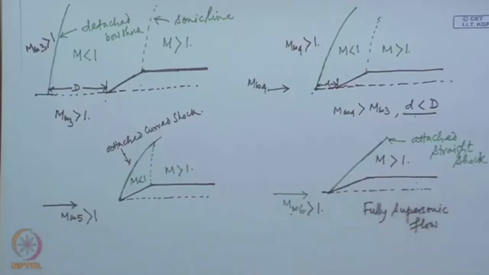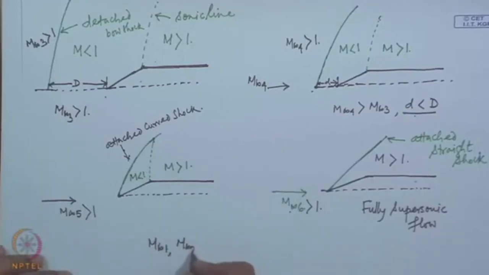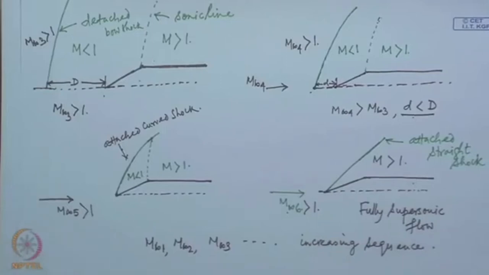So, this is a fully supersonic flow, and all the other sequence, that is m infinity 1, m infinity 2, m infinity 3, m infinity 4 and m infinity 5, they represent all transonic flow. So, we will mention here that m infinity 1, m infinity 2, m infinity 3 is an increasing sequence. That is, m infinity 2 is higher than m infinity 1, m infinity 3 is higher than m infinity 2, m infinity 4 is higher than m infinity 3 and so on. And this flow is transonic for all m infinity 1, m infinity 2, m infinity 3.